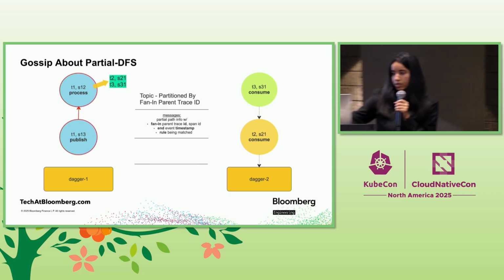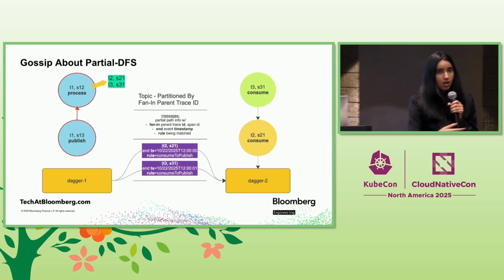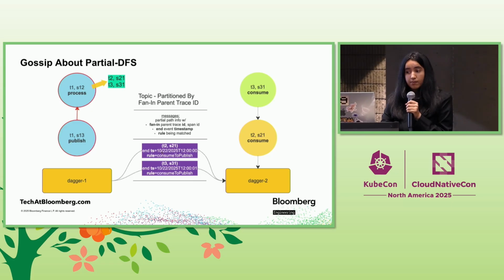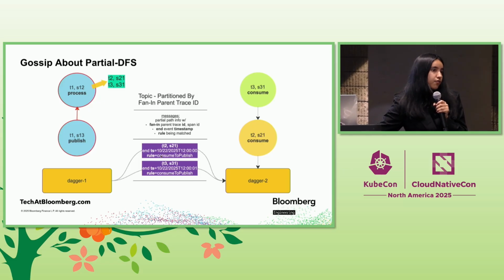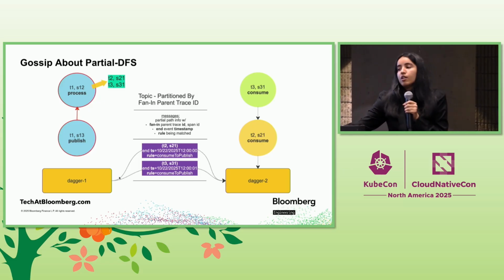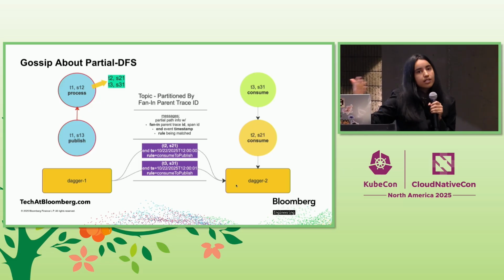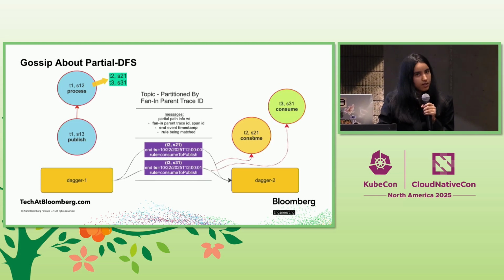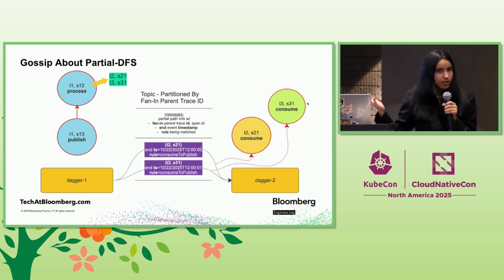So what I'm going to do is pass on information about the work I've done so far, being like, OK, this was the timestamp that I saw in the publish span. And I am working on a DFS for the rule consume to publish. So Dagger 2, can you please continue the DFS for me? And then Dagger 2 will continue that DFS for these trace 2 and trace 3s.